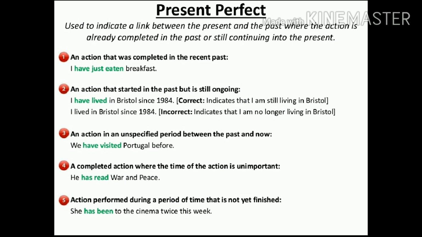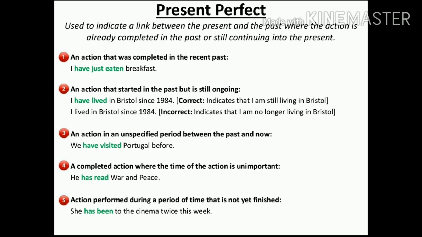Second, it can also be used to indicate an action that started in the past but is still ongoing. For example, you are studying in SJ Education Center. This action must have started in the past when you took admission in this school. Now you are in a different class. So this action started in the past by taking admission, and it is still continuing as you are still with the school. There we have to use present perfect tense. If we write in some other way, then it will convey a different meaning.